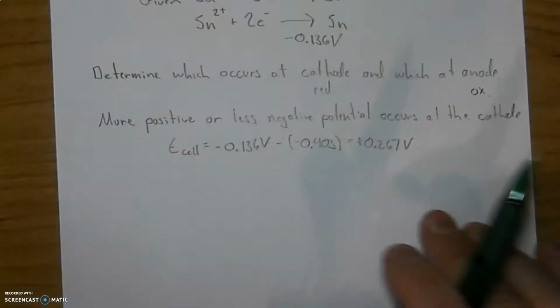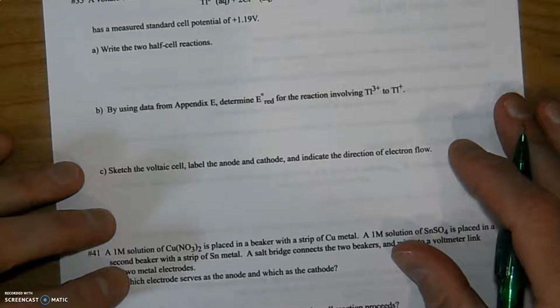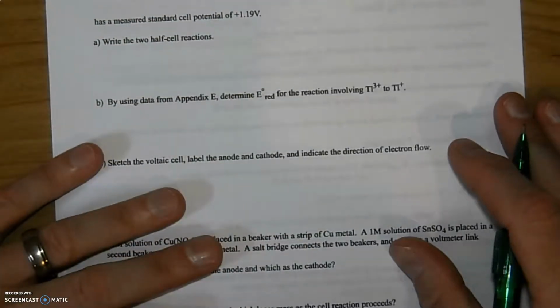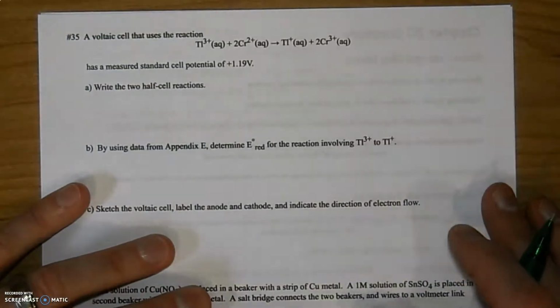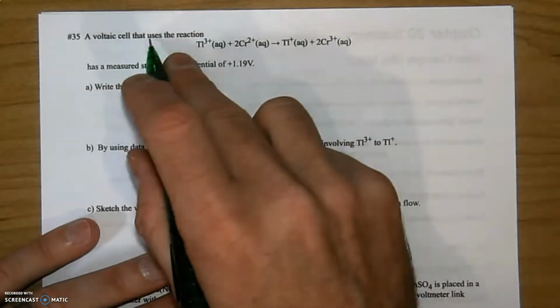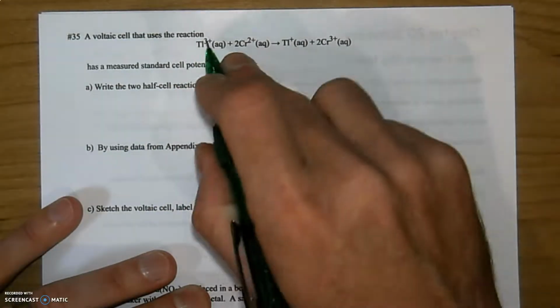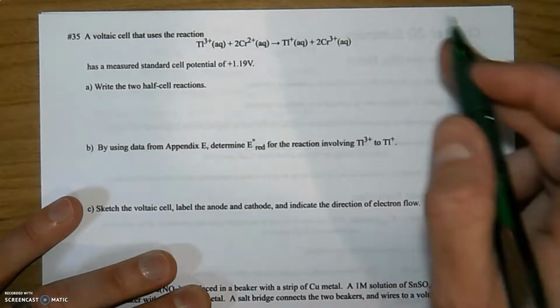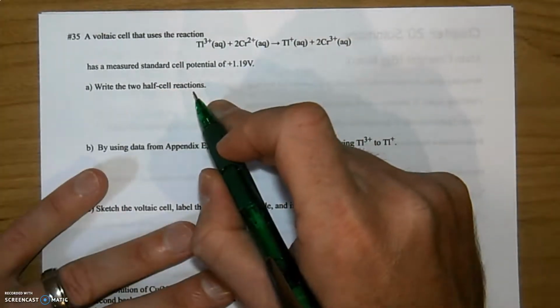All right, let's move on over to one of our homework problems and give that a whirl. I believe we're on 35. So for number 35, we have a voltaic cell that utilizes the reaction right here. Thallium, chromium, and you get this stuff going on over here on the right. Write the two half reactions that are occurring.